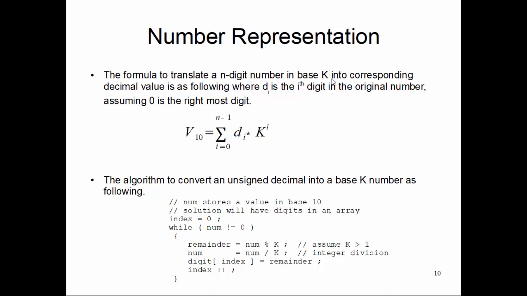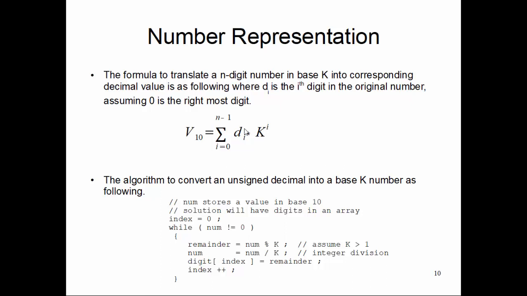That value is the sum from 0 to n minus 1, where n is the number of digits. Here we are indexing the symbols from the rightmost side as 0 to the leftmost side as n minus 1. So the rightmost symbol's position is 0 and the leftmost is n minus 1. And then D is the decimal equivalent value of the symbol.